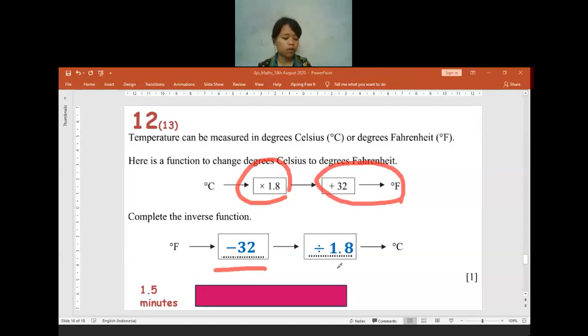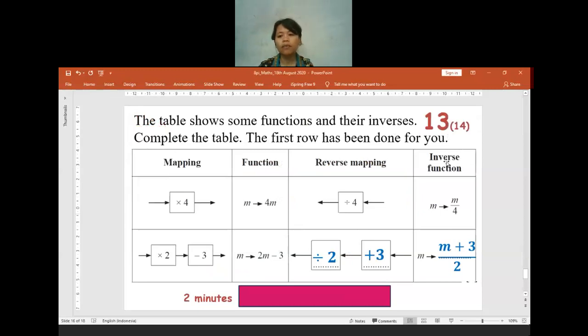No? Okay. If you have no question, I will move to the next one, question 14, or question 13. Here we already have the table with the reverse mapping and we are going to find the inverse function. For the first row, we already have the example times 4. The function is 4m. The opposite of times 4 will be divided by 4. So the m we will divide by 4 for the inverse function.